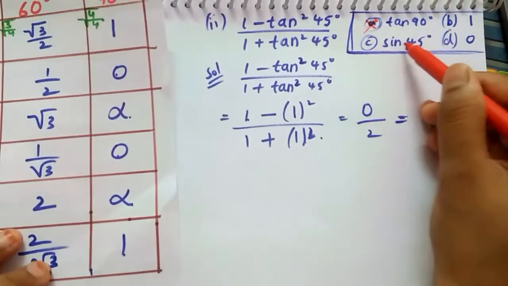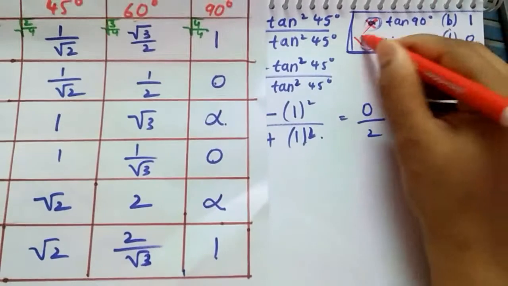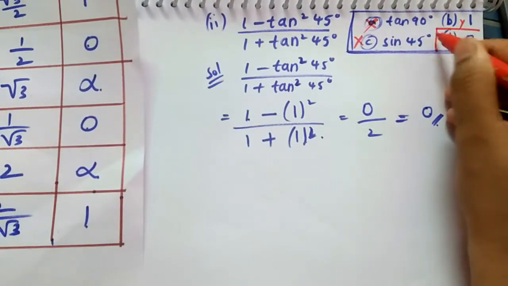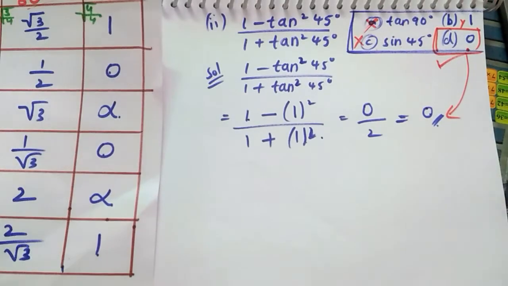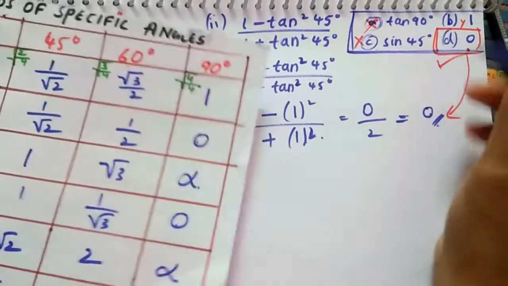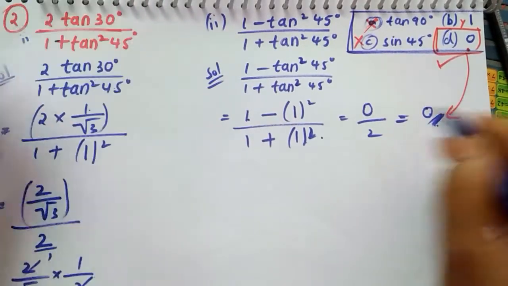Okay, B is 1. See, sine 45 degrees, is it 0? Sine 45 is 0? No. Let's drop this. Did we get the answer as 1? No. But did we get the answer as 0? Yes, this is the right option. We got the answer as 0. In the exam, when they give these choices, it is very simple to just refer to the table. Otherwise, leave the answer where it is.